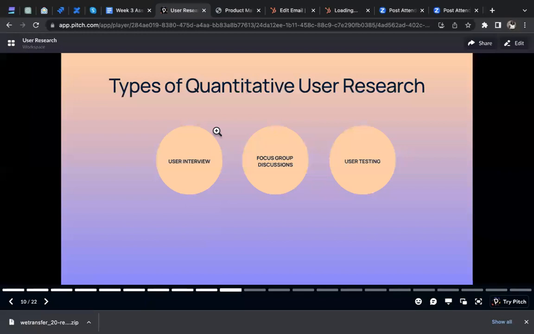This is qualitative. I made a mistake. I said it at the beginning. This is qualitative. I will correct it before I share the slide. This is qualitative user research. It was a mistake in the spelling.